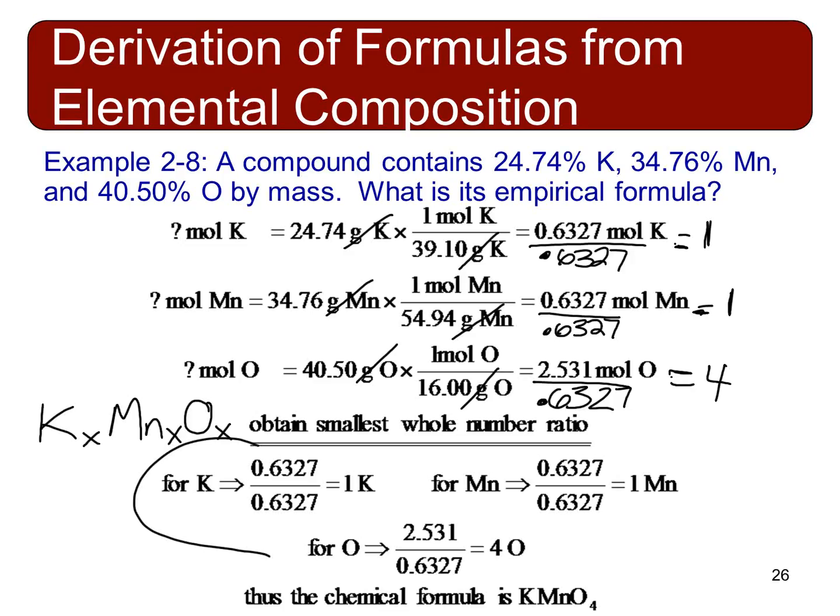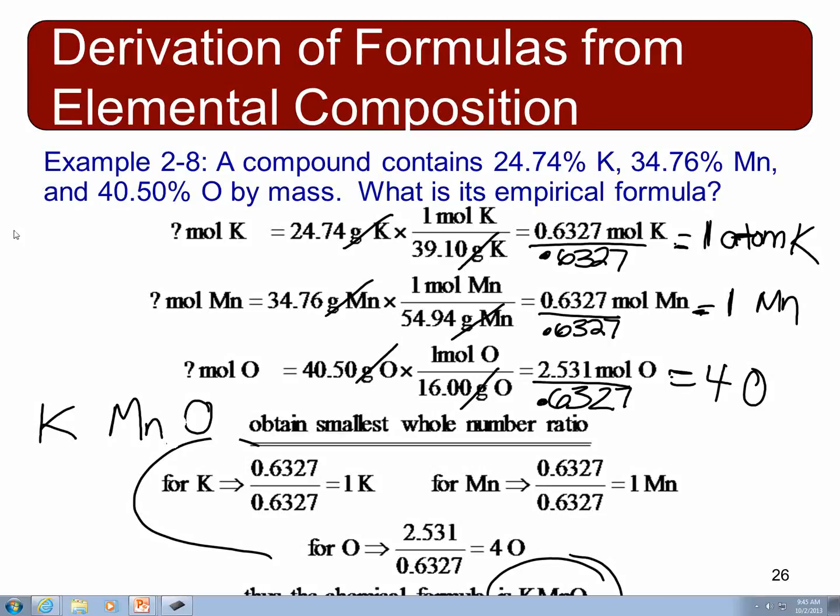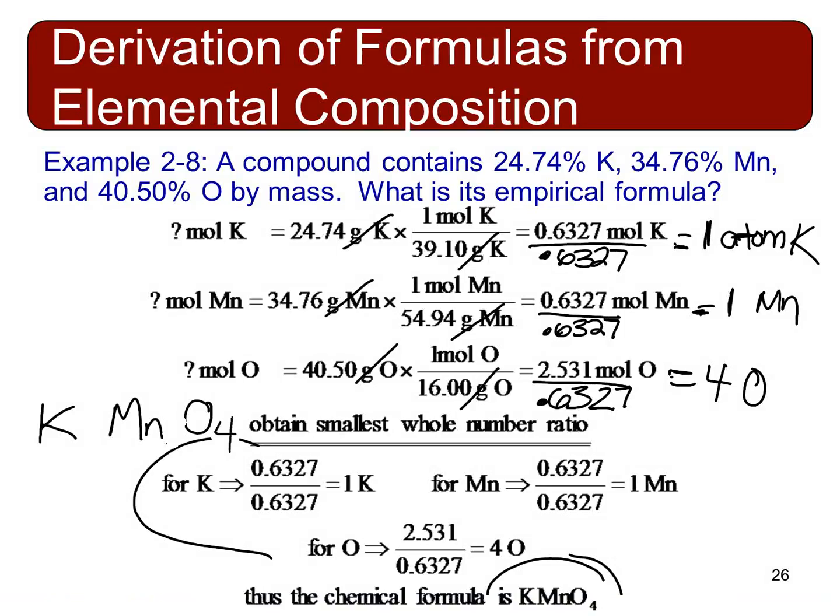Okay, so we look down here at our formula. We have 1 atom potassium, 1 manganese, and 4 oxygen. So we just plug that in. So now we have an understood 1 there. And this is actually called potassium permanganate. It's the name of this compound. You guys don't have to name that complicated of stuff yet. So we get KMnO4.